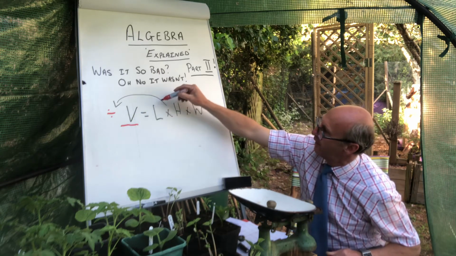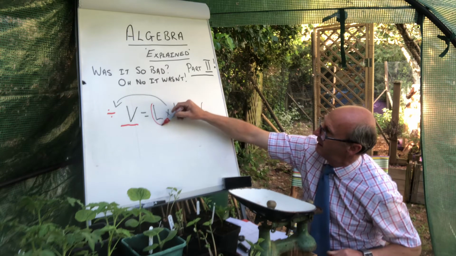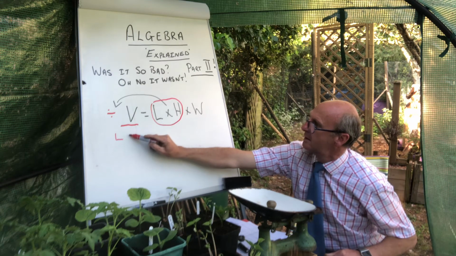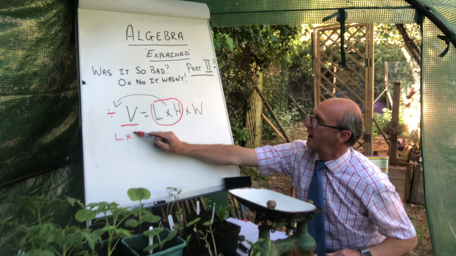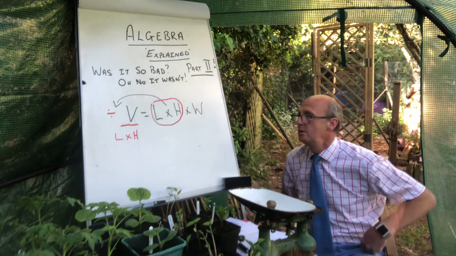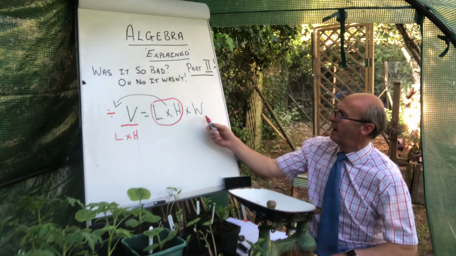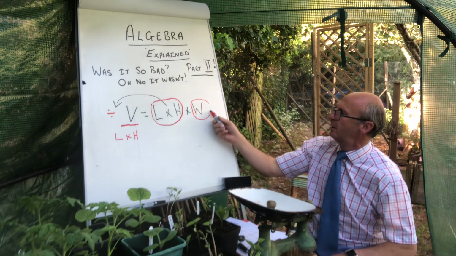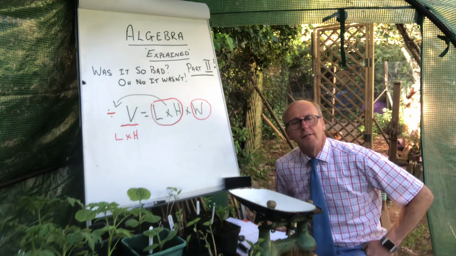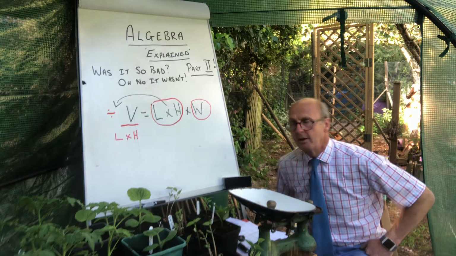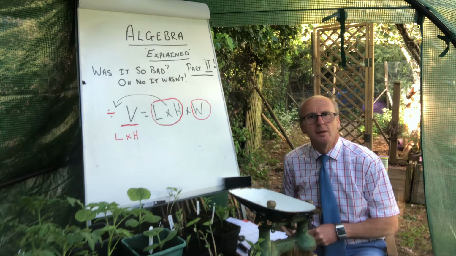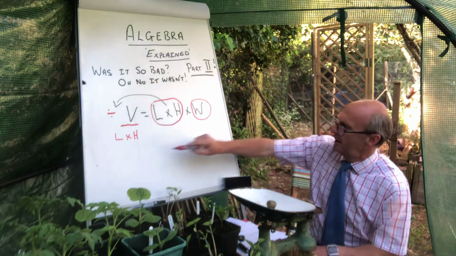So if we wanted to find out these two here, they would become L times H divided into V. And that way we have isolated W as the number that we're looking for, the variable. Don't get confused with V for volume. W is the variable. And likewise the same with our straight line.